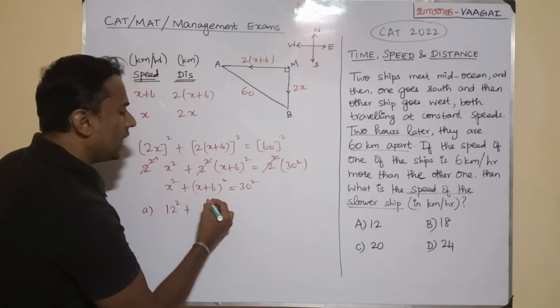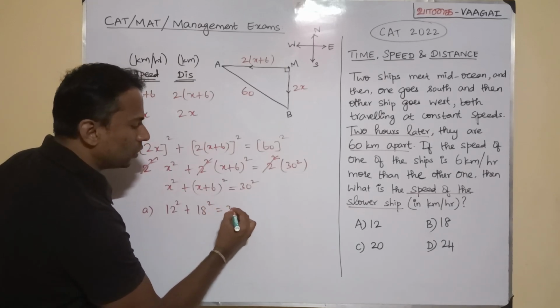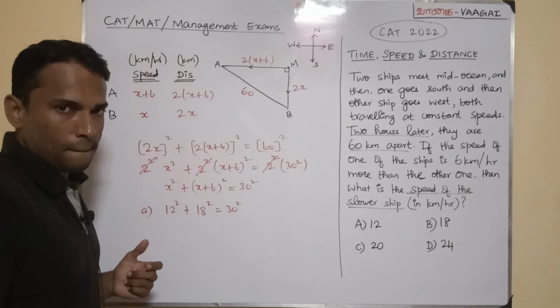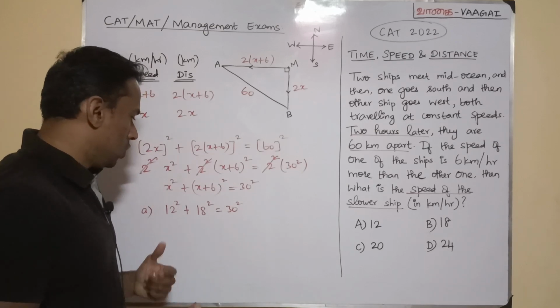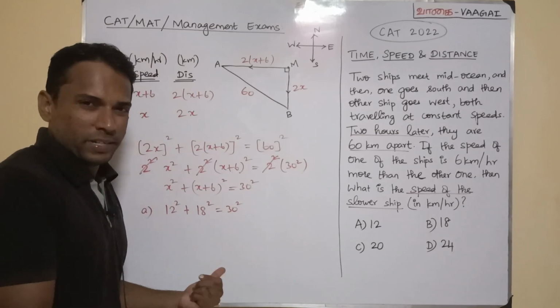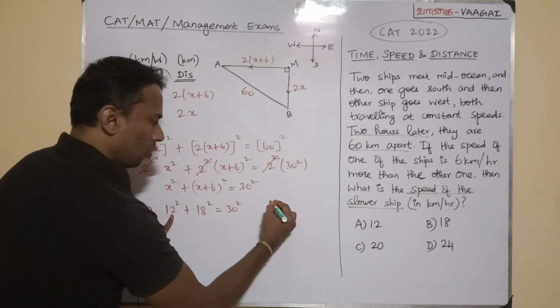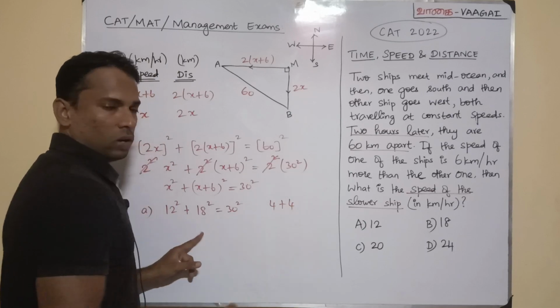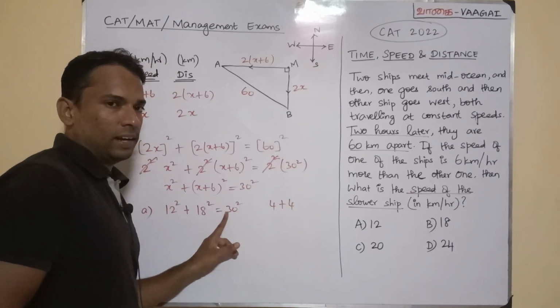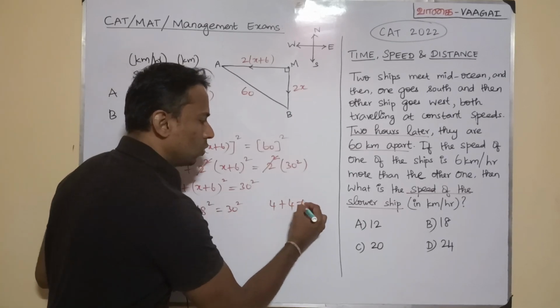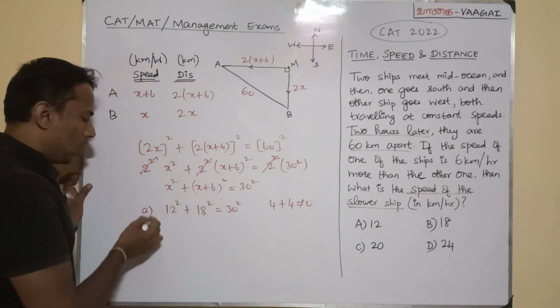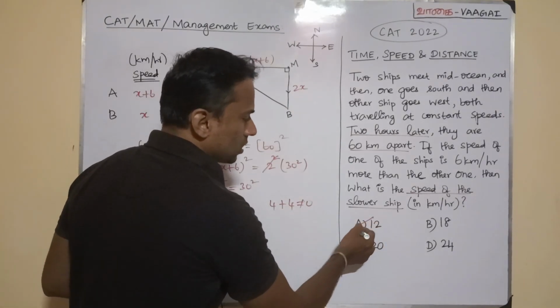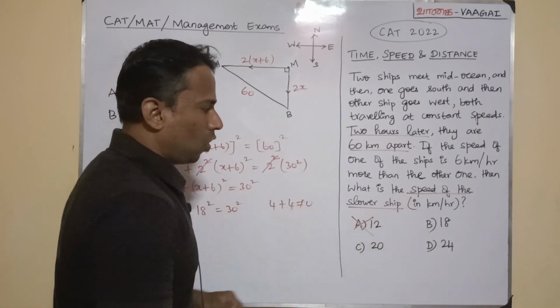So 12 square plus, what about this x plus 6? That will be 18. So 18 square. Will it be equal to 30 square? Just check it and see. Will this equation get satisfied? You can just easily test it with the units place itself, right? See here, 2 square is 4 and 8 square will be ending with again a 4. So 4 plus 4 can never be equal to the ending digit of 30 square, which is 0. So this will not satisfy. In that case, option A is not the right answer. This is eliminated.